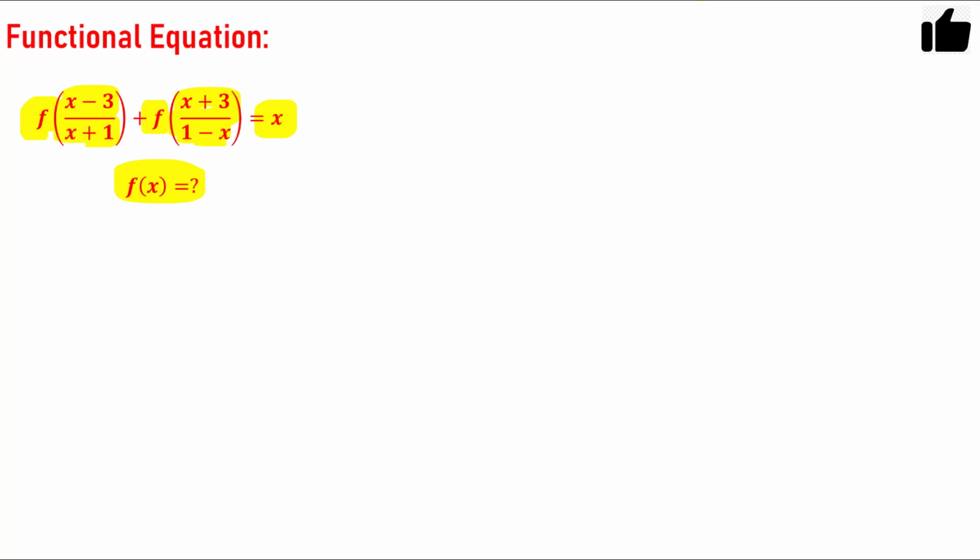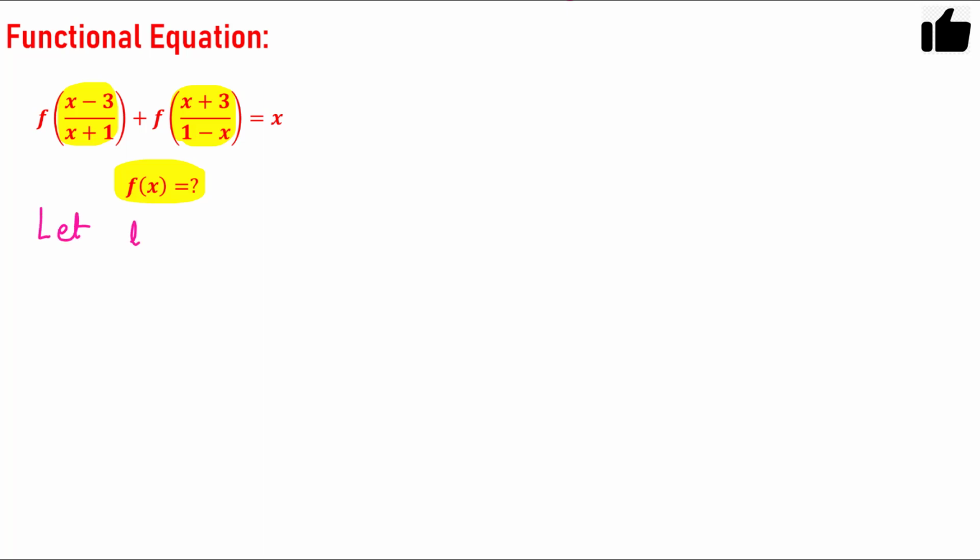How will you calculate? Generally this kind of problem is solved by substitution and manipulation. As I said in the previous videos also, in this case you have two arguments. One argument is this one and another is this one. So we will make two substitutions and rewrite the function, and we will try to manipulate those two equations. So let us first make the substitution.